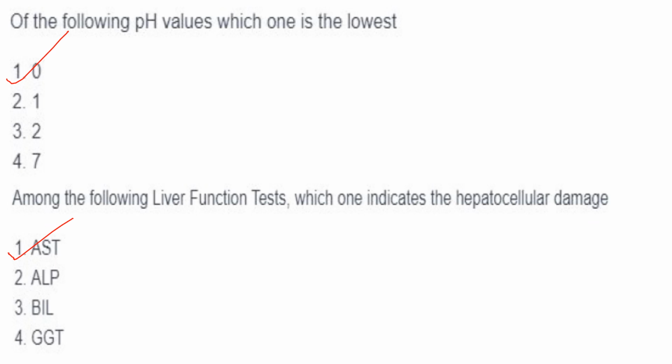Then ALP is alkaline phosphatase. So it is also elevated in liver damage but not during hepatocellular damage. BIL is bilirubin. It is elevated in the case of jaundice as well as liver dysfunction. Then gamma glutamyl transferase also elevated in liver disease but does not indicate hepatocellular damage.